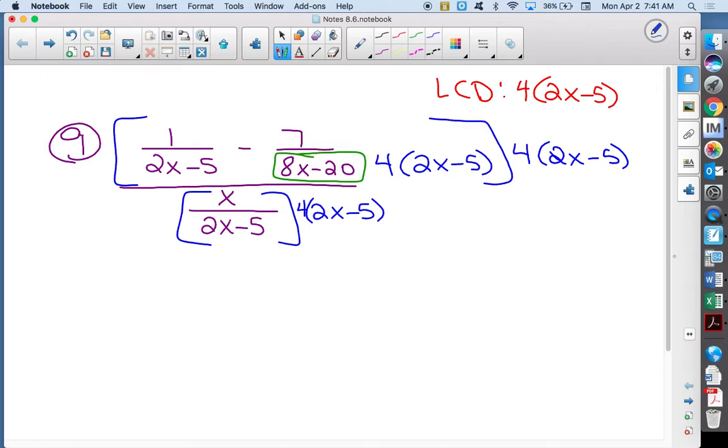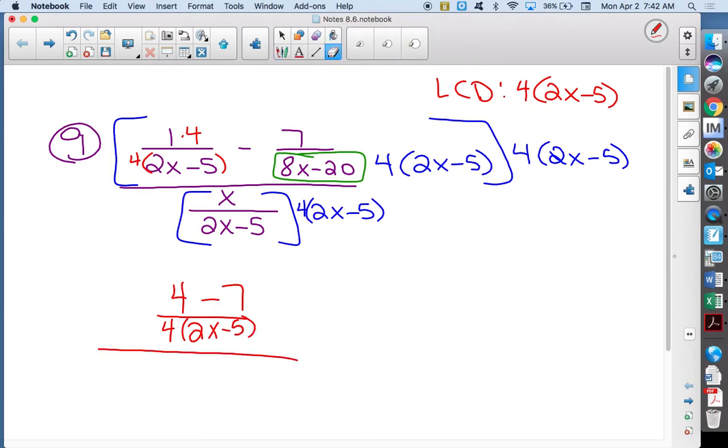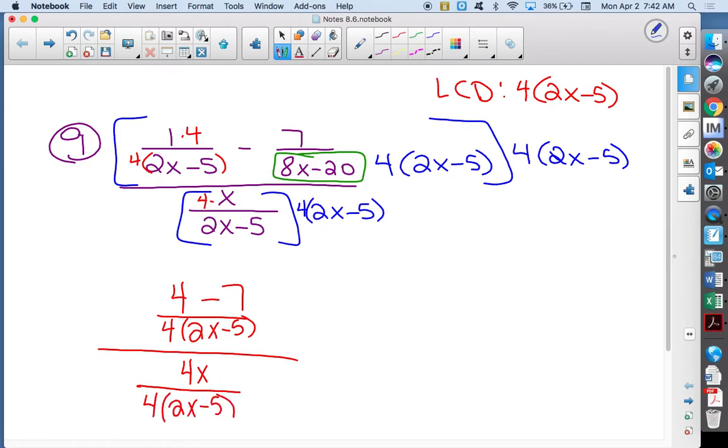So looking at my numerator, there is a 2x minus 5, but it needs a 4. So that means we need to multiply the top by 4. The second one has the least common denominator, so we don't need to do anything with that. So that top becomes 4 minus 7, and that would be over times 2x minus 5. And then on the bottom, again, it has the 2x minus 5, so it just needs the 4. So now that's 4x, and that's over 4 times 2x minus 5.